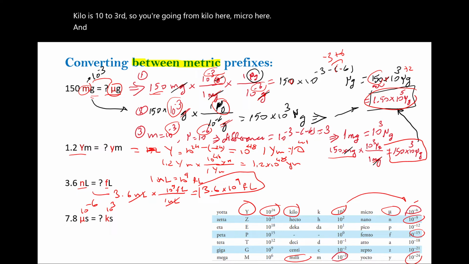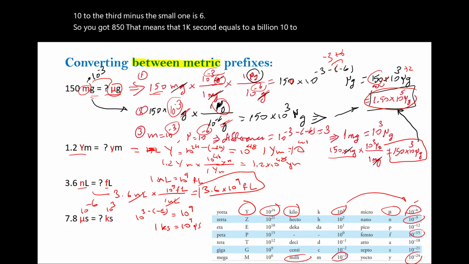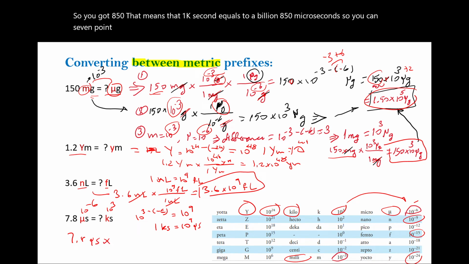And the difference here will be what? 10 to the third minus the small one is 6. So you get 10 to the 9. That means 1 kilosecond equals a billion, 10 to the 9 microseconds. So you have 7.8 microseconds. So that is what we start with.